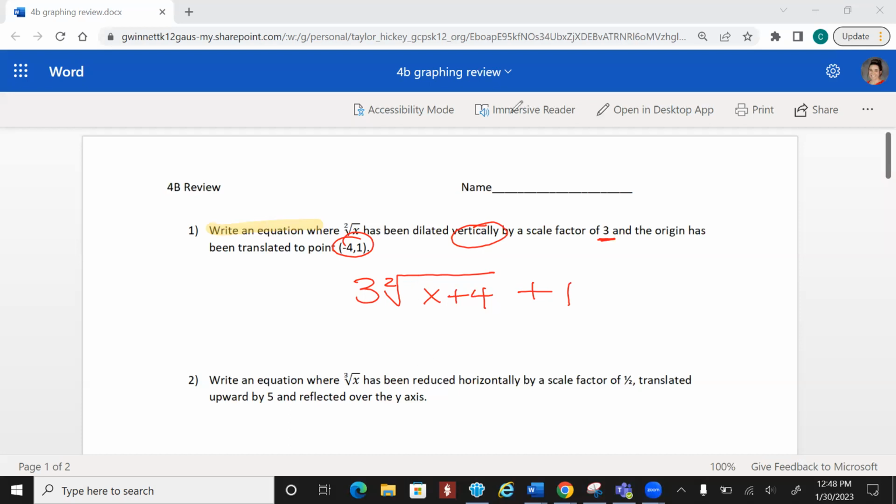On number 2, what is the question that they're asking me to do? Write an equation. Okay. Now they give us the cubic root. Okay. So let's go ahead and write that down. Cubic root of x. Then they tell us that it's reduced horizontally by a scale factor of 1/2. When we deal with horizontal, is that going to go inside or outside? Inside. And what are we going to do to the fraction?